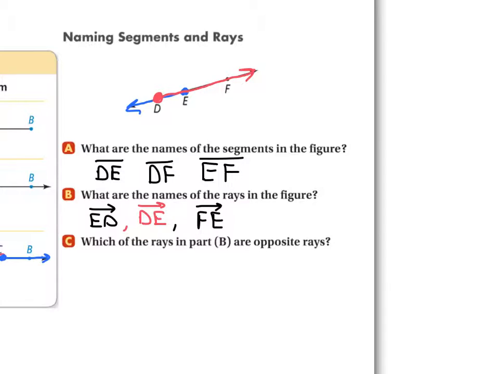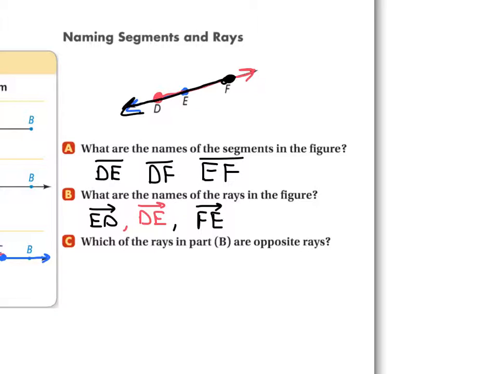By the way, is there another name for ray FE? I can't switch them around. It has to have the same endpoint, so it has to start at F. Ray F, let me make that one in black so you can see which one I'm talking about. Ray FE could also be named ray FD. They're the same ray because they start at the same endpoint and they're going in the same direction. Got it? All right.